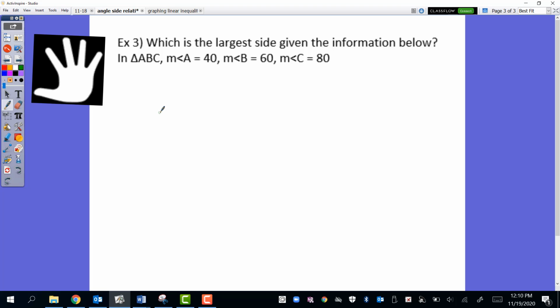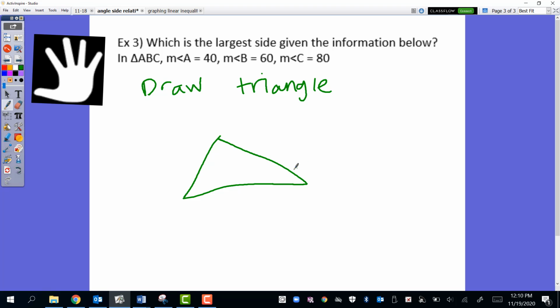Okay, last one. It says, which is the largest side given the information below? So they're describing this triangle. The first tip is you need to draw the triangle. It doesn't need to be a pretty triangle. It doesn't need to be any specific triangle. It can be any kind of triangle you want to draw. Great. See how ugly that was? You can draw whatever kind of triangle you want.